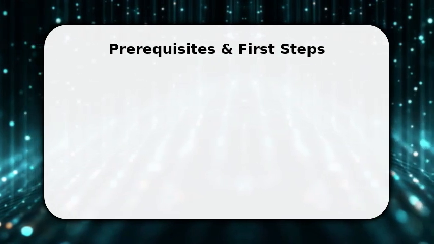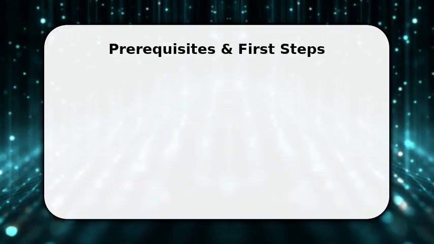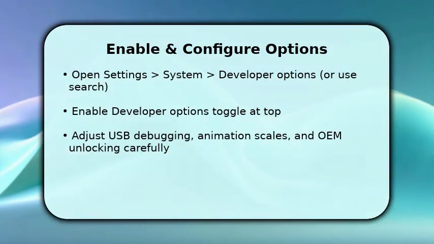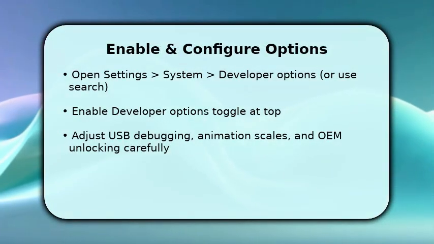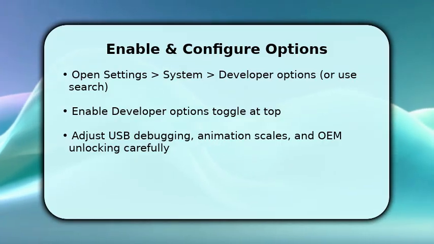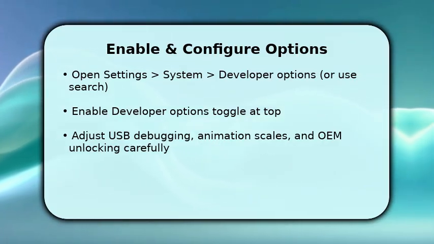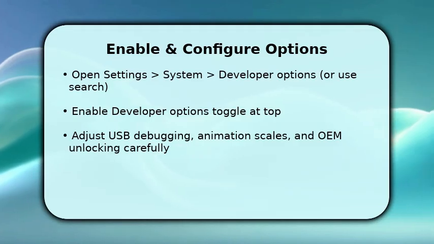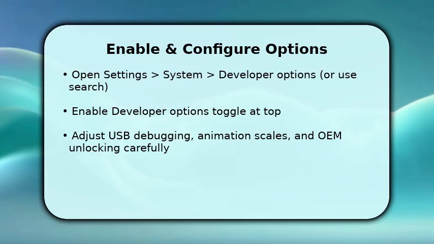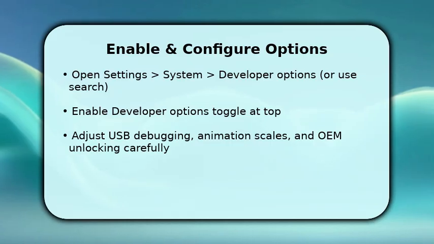You now access developer options in Settings or via the search bar. Make sure the main toggle at the top is turned on. Once enabled, selectively activate USB debugging if you'll connect to a PC and adjust animation scales to speed up interface responsiveness. If you're preparing for unlocking the bootloader, enable OEM unlocking, but understand its security implications.